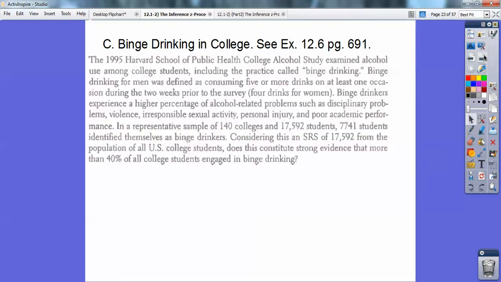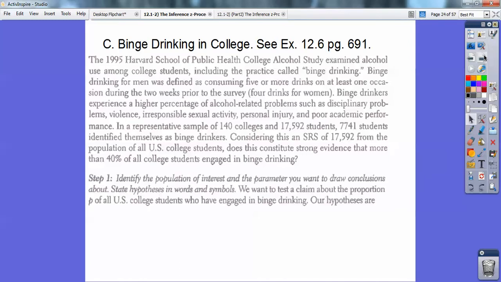It does to me. In a representative sample of 140 colleges and 17,592 students, 7,741 students identified themselves as binge drinkers. Considering this an SRS of the 17,592 from the population of all U.S. college students, does this constitute strong enough evidence that more than 40% of all college students engage in binge drinking? Okay, so here we go.